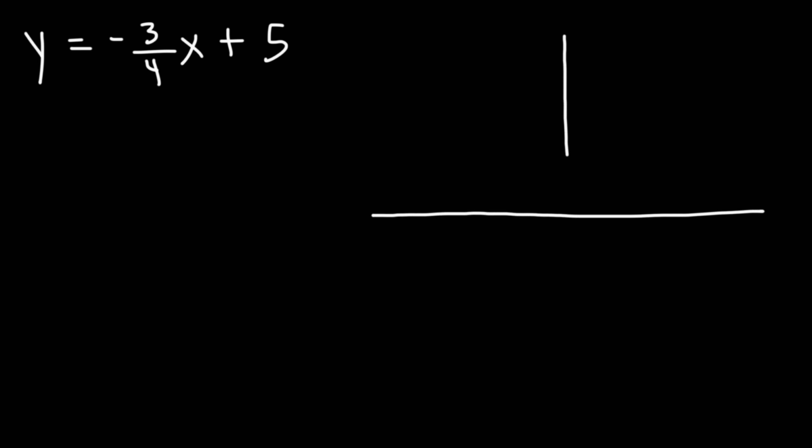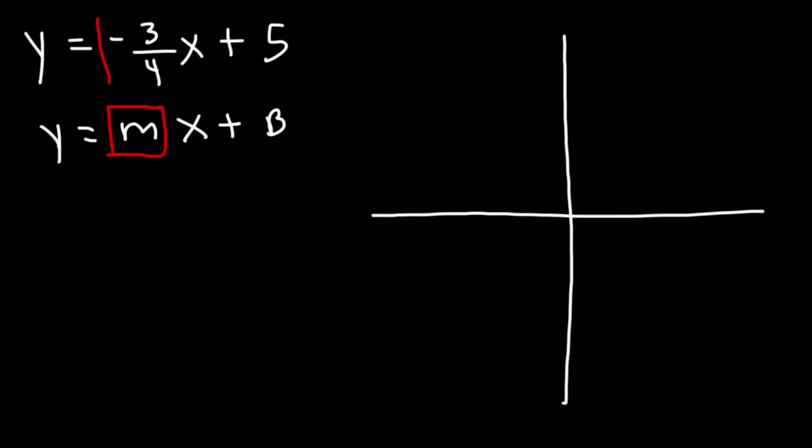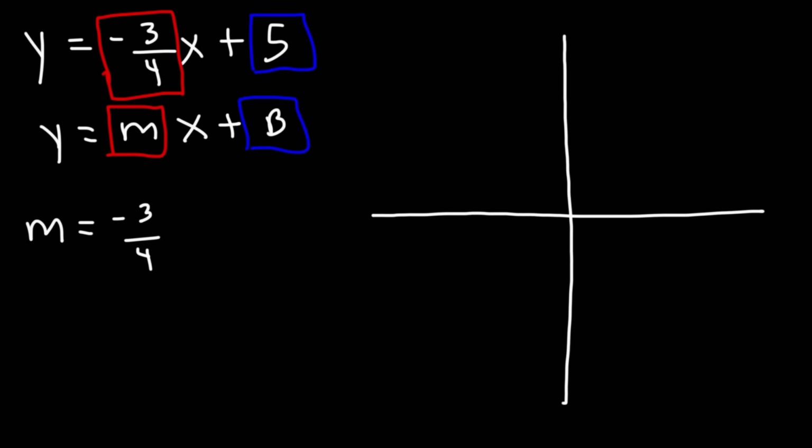Now let's say we have this one: y = -3/4 x + 5. How can we graph this equation? Feel free to pause the video if you want to try it. First, let's identify the slope and the y-intercept. We can see that the slope is -3/4. It's the number in front of x. The y-intercept is 5.